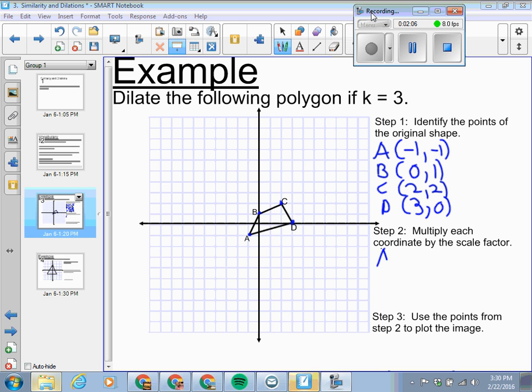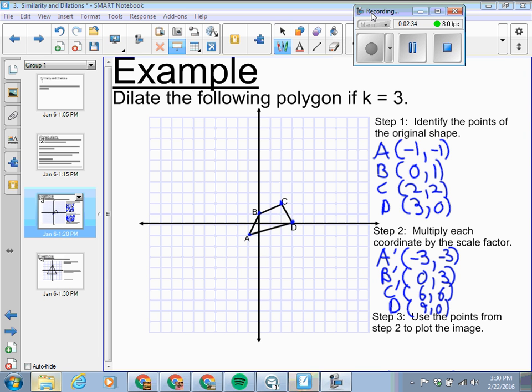So A prime, I'm going to do this first before drawing it. Multiply each point in A by 3. So A prime is negative 3, negative 3. B prime will become 0, 3. C prime becomes 6, 6. And D prime becomes 9, 0. Again, multiplying each point by the scale factor.